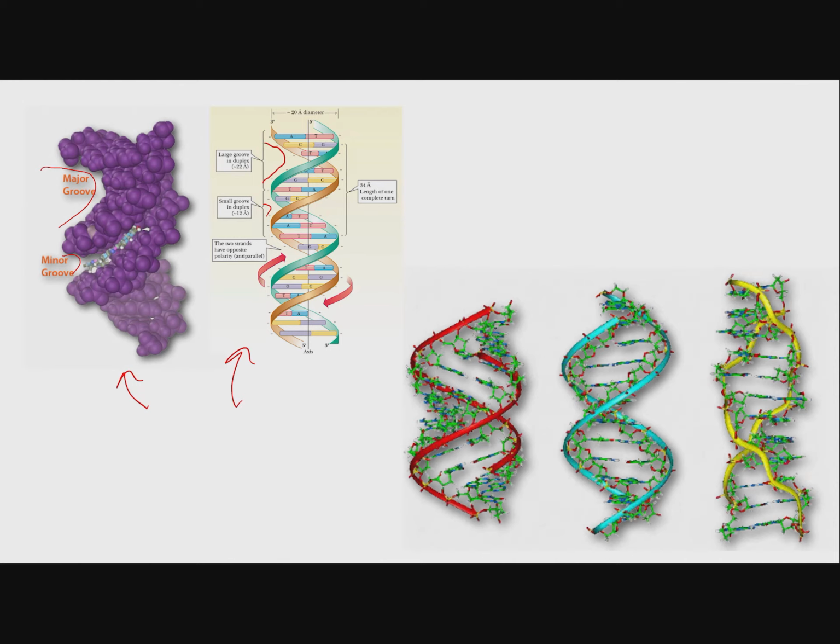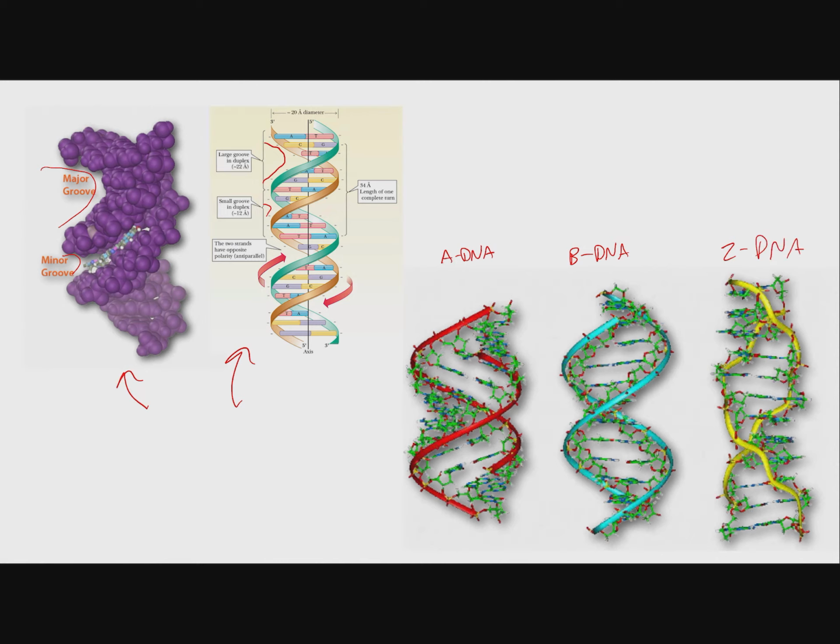Now there are other forms of DNA that are known, and I've got those shown here. There's B DNA, there's A DNA, and then there's Z DNA. So this here is A, this is B, this is Z. Now, a little bit about these.